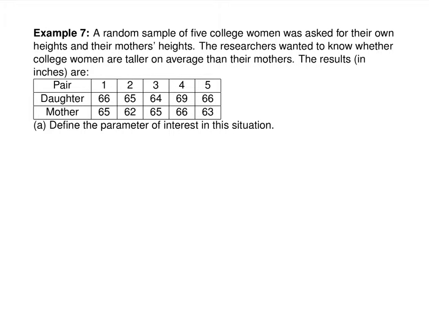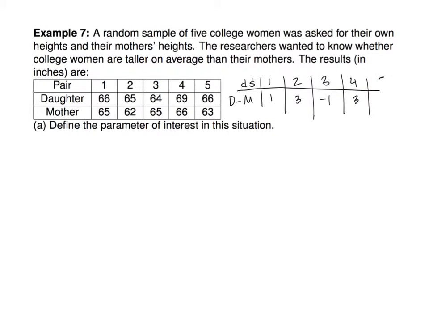So there's an obvious pairing, like you pair a daughter to their mother, right? So we need to find the differences, what I'm going to call the D's. And the difference we're going to find using daughter minus mother. So for pair number 1, what is daughter minus mother? 1. So daughter 1 is 1 inch taller than said mother. Pair number 2, 3. Pair number 3, -1. Meaning in that case, the daughter's shorter. Number 4, 3, and number 5, 3.